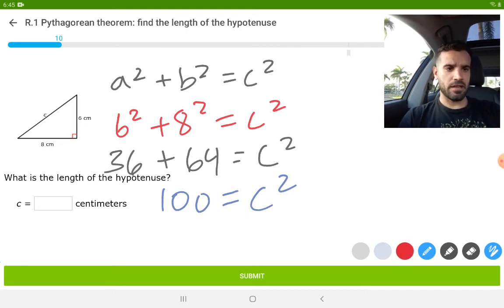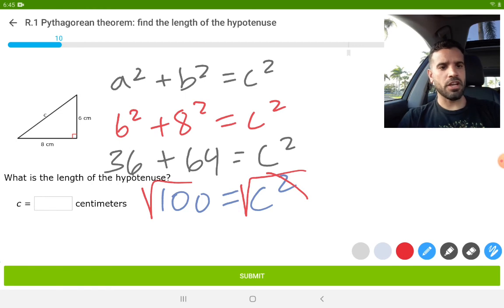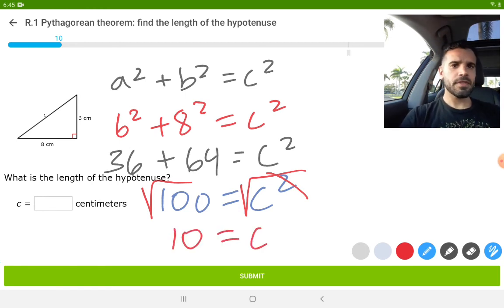And to get rid of that exponent of 2, we find the square root of both sides, because what we do to one side, we do to the other on an equation. So these cancel out, and the square root of 100 is 10. So 10 is equal to c. And there you have it. That's how you find the length of the hypotenuse in a right triangle using the Pythagorean theorem given two side lengths.